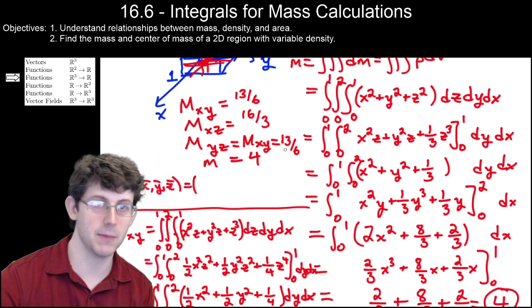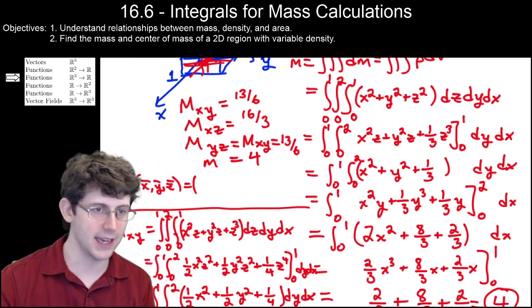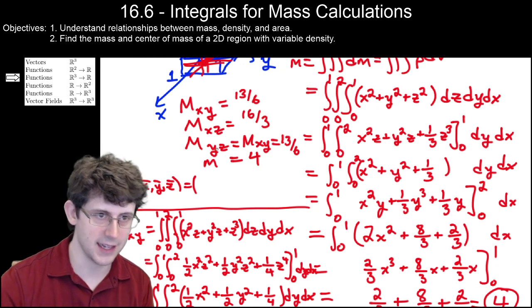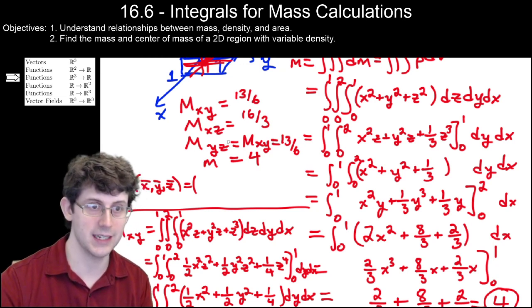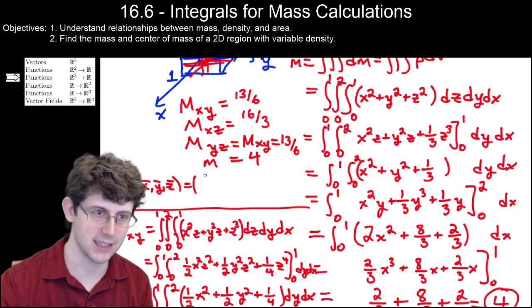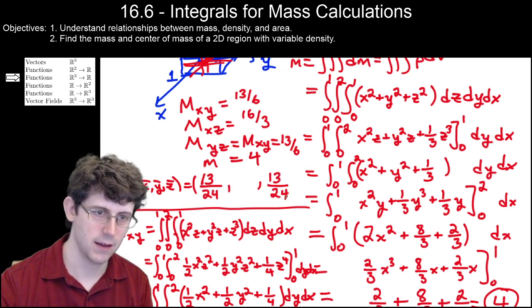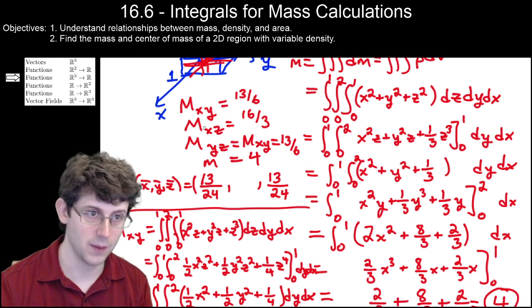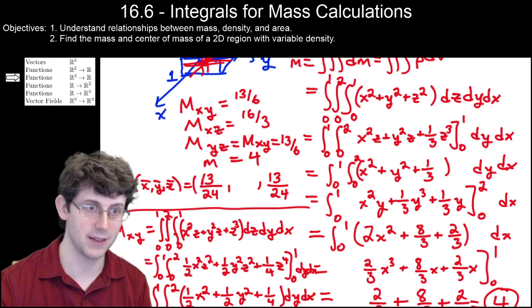I have these 3 moments and the mass. The x bar is the one that was telling me how far away I was from the yz plane. This was the one that had x in it, divided by the mass. So I'll have 13/6 over 4. Z bar will be the same thing. And y bar is the one that had the y. The moment that had the y, all divided by the mass.